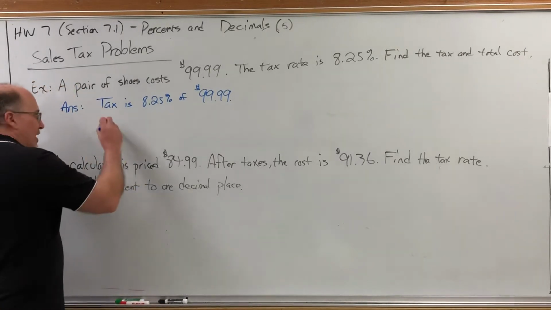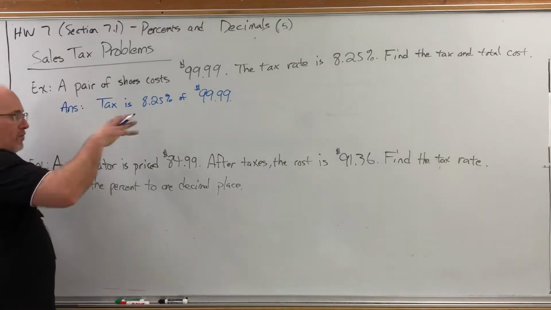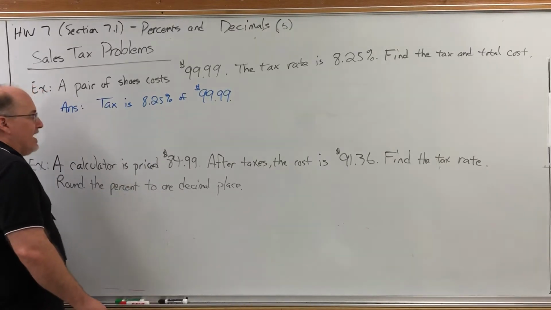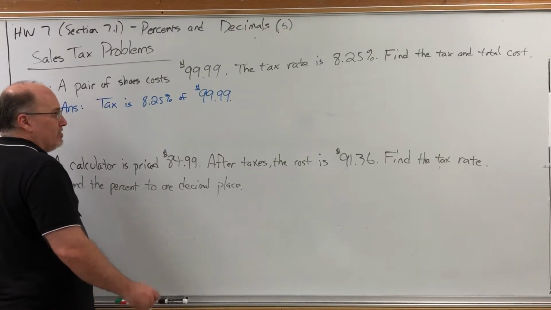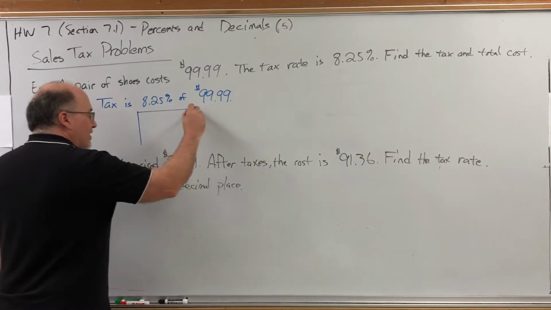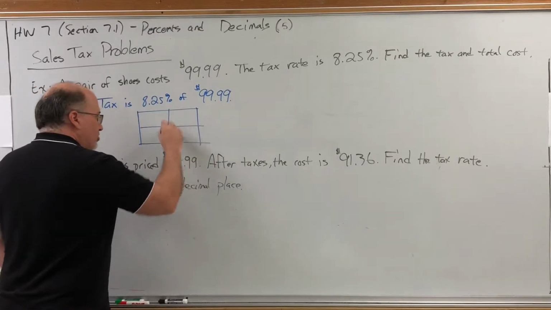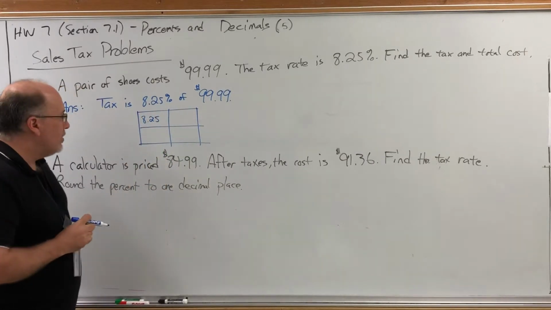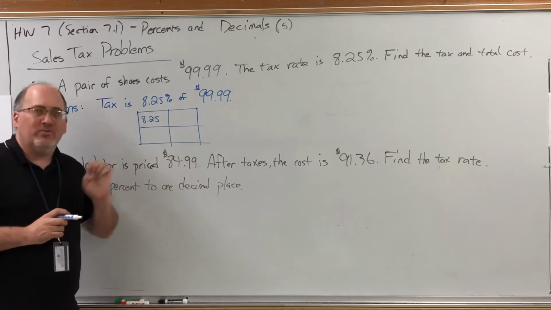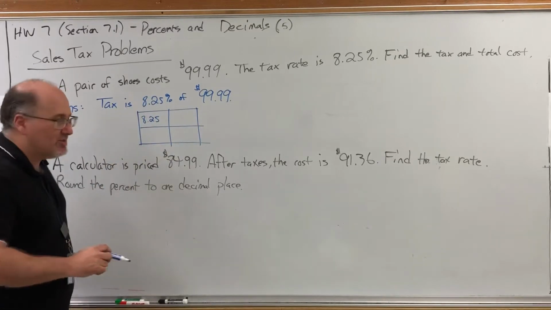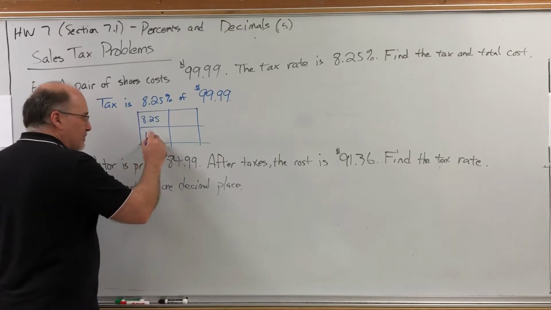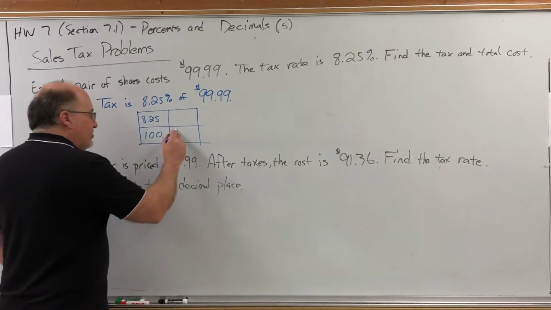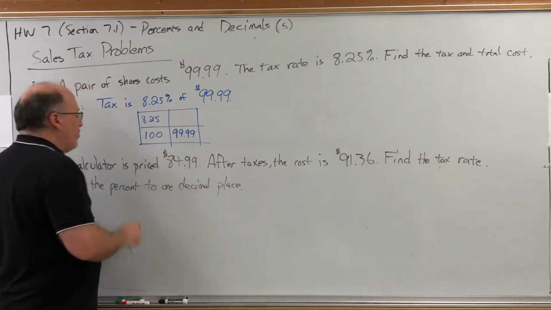But for consistency, I will continue to do the box method for any problem involving percents, is, and ofs, which we have right here. The tax is 8.25% of $99.99. So let's set up the box. The percent goes on top. And one thing I neglected to mention in the previous video: when you put the percent into the box, you don't mess with the decimal, just put it in there exactly like it is. The reason you don't have to mess with the decimal is because you're putting it over the 100. The is goes on top of the of. The of is $99.99. We don't know the is.